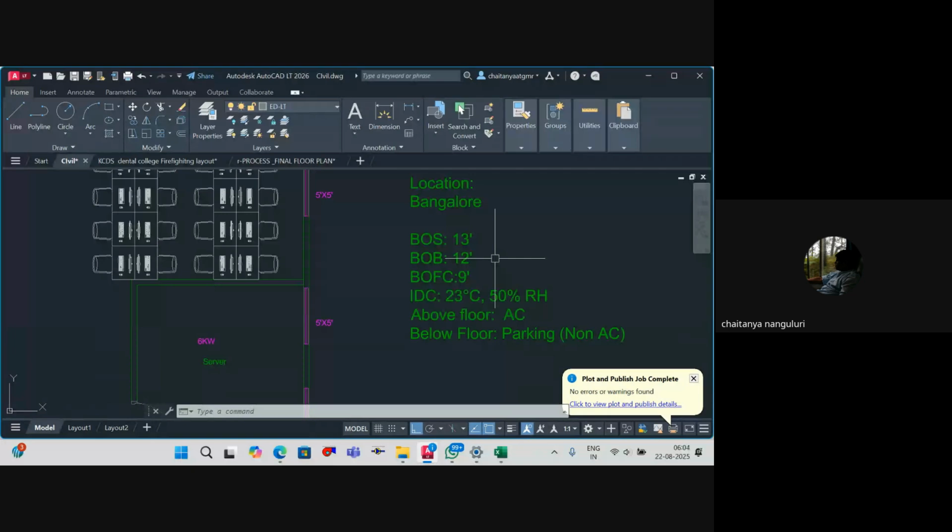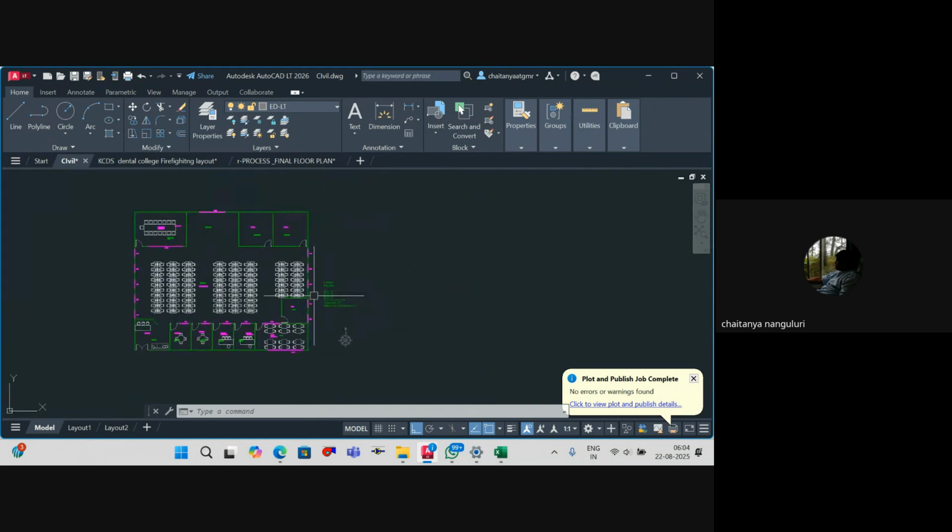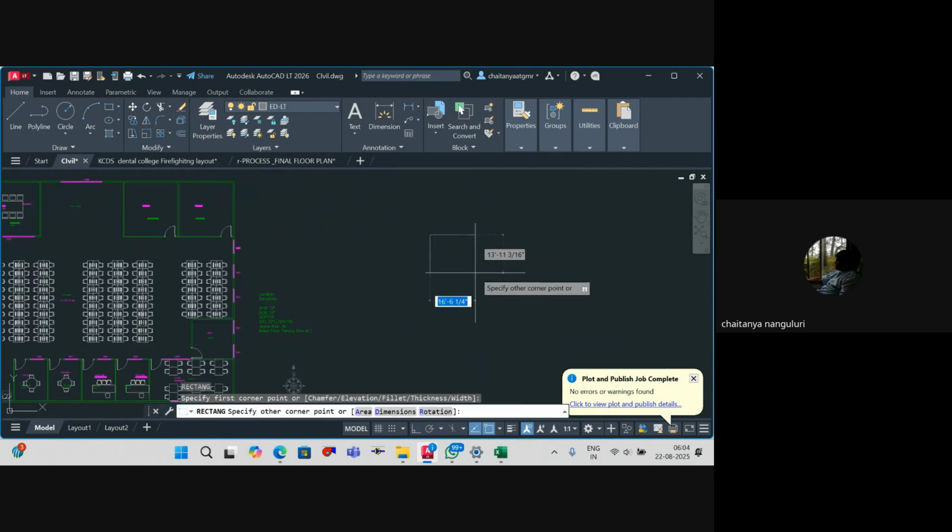Below floor, I've given that it is parking area. So if it is non-AC space, will there be any heat transfer to the below floor? Yes, obviously. So for the below floor, there'll be a certain amount of heat transfer. Let's make it as a block.